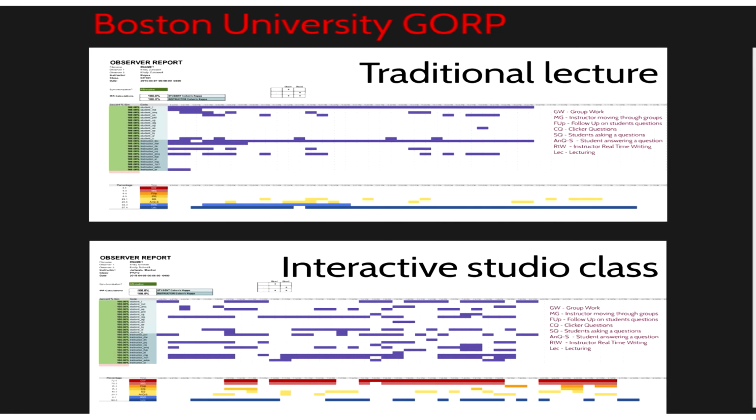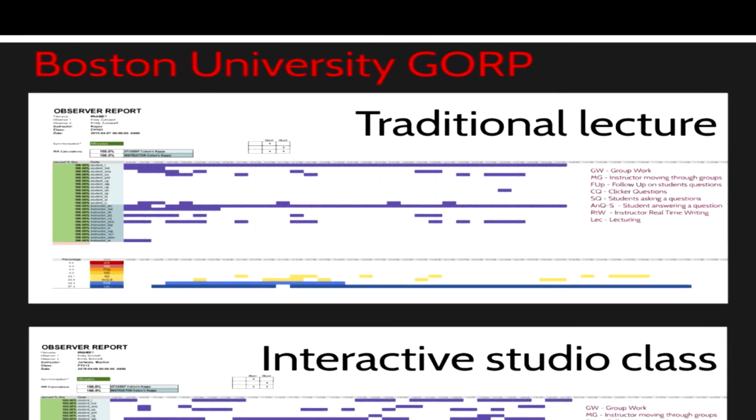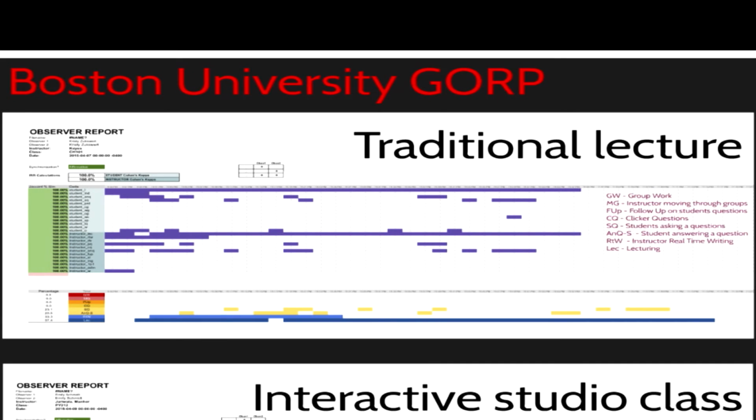Here are two displays of different kinds of classrooms at Boston University taken in April 2015. On the top, you see an observer report of a traditional lecture. Going from right to left is the time sequence of the class, and you can see that most of the time is spent in lecturing or showing slides. There's an occasional question and answering that goes back and forth between the faculty member and the students.